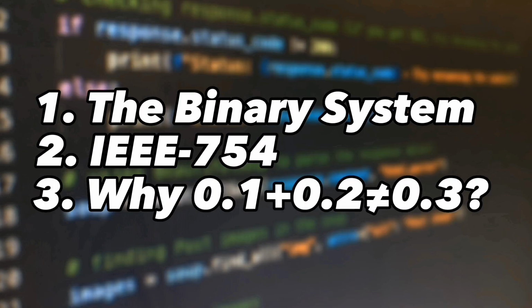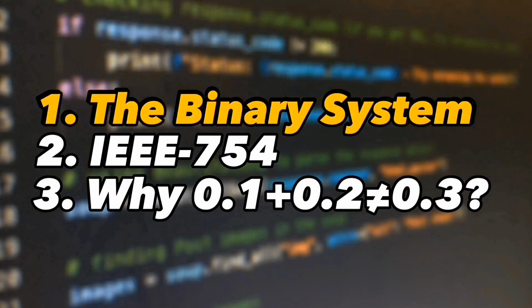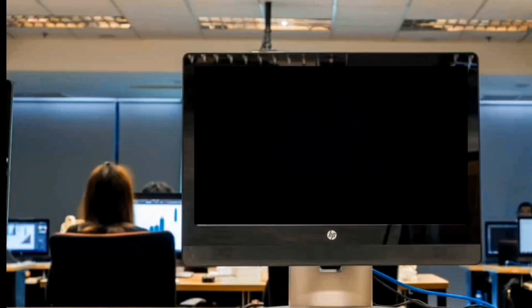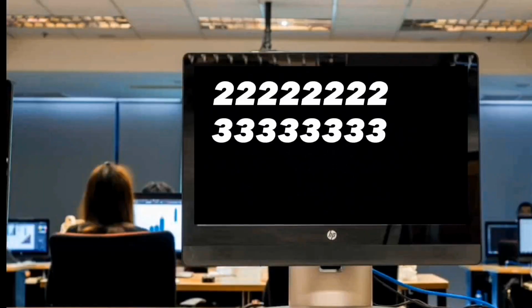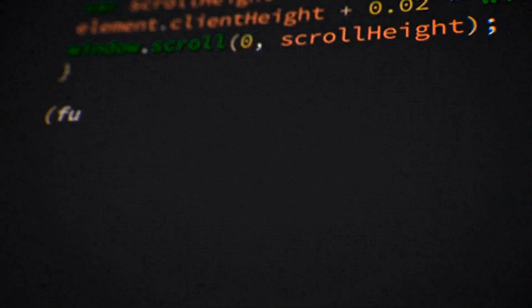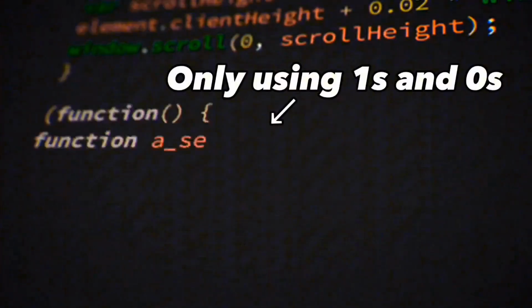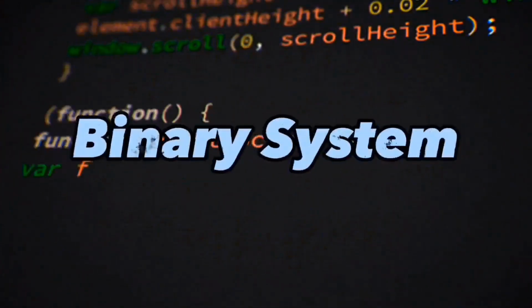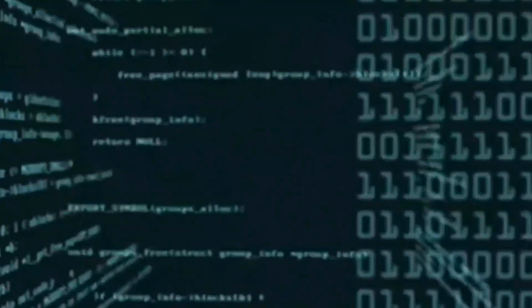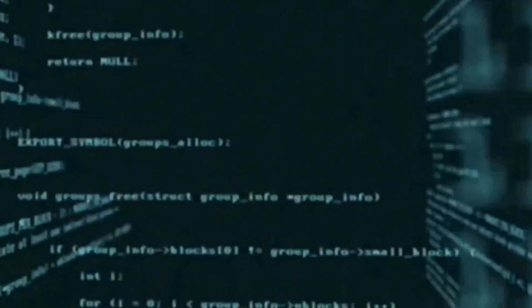Here are the three concepts we're going to discuss today. For starters, we will talk about the binary system. Computers only know ones and zeros, yet they can display 2s, 3s, 4s, or even 3,583s. This system that the computers use to represent many symbols with just 2 is called the binary system. Now, how can they do this? What's happening when it's converting the ones and zeros to other symbols?